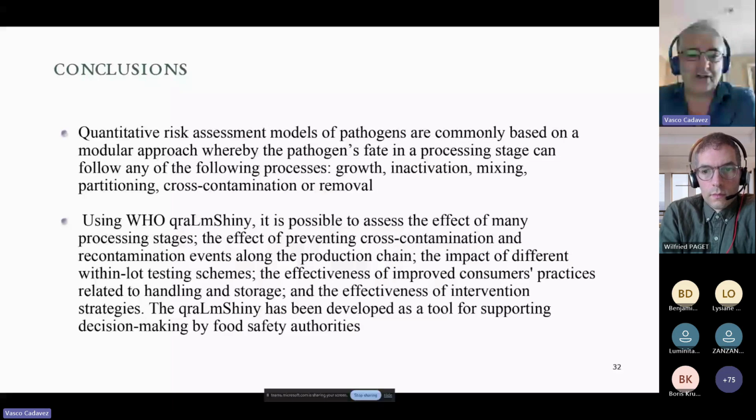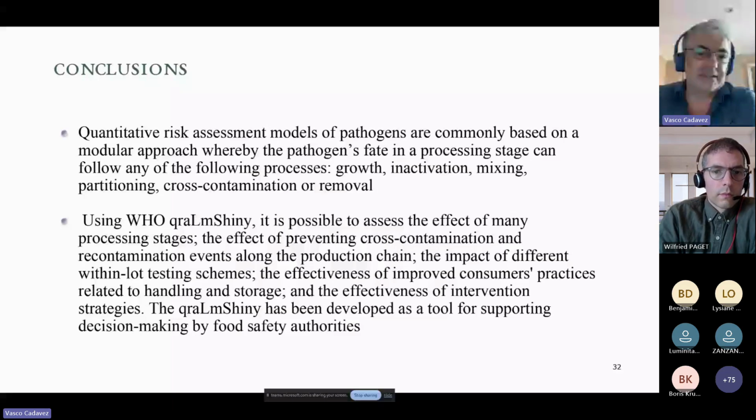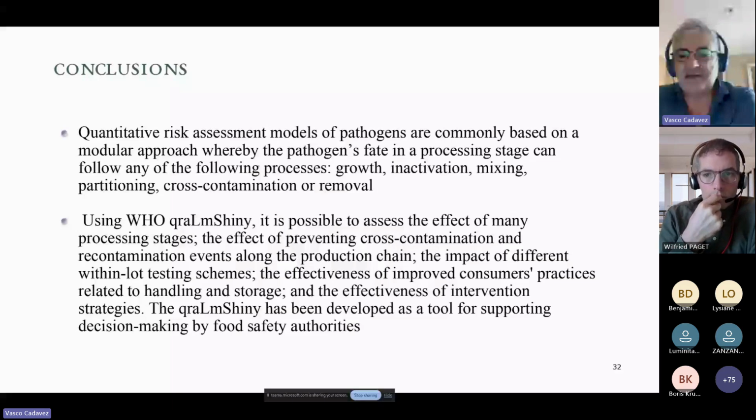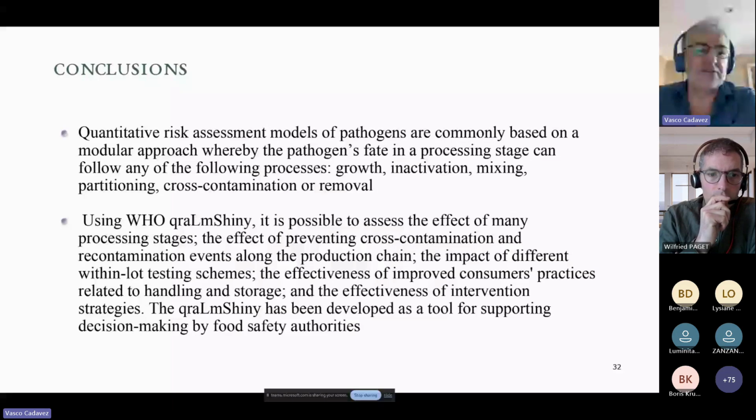Using the WHO QRLM Shiny, it is possible to assess the effect of many processing stages, the effect of preventing cross-contamination and contamination events along the processing chain, the impact of different within lot testing schemes, the effectiveness of improved consumer practice related to handling and storage, and the effectiveness of intervention strategies. The QRLM Shiny has been developed as a tool for supporting decision-making by food safety authorities.